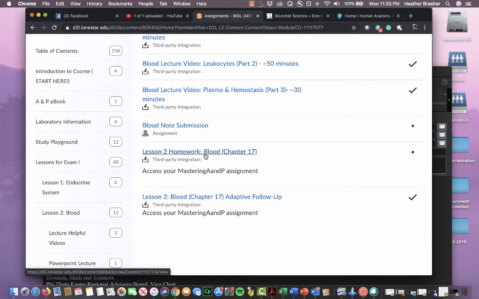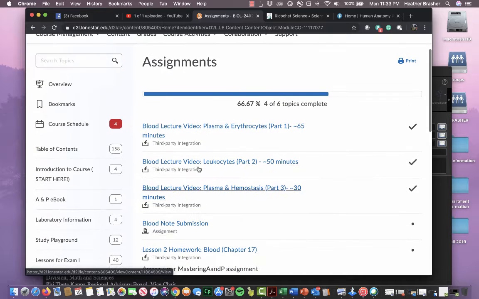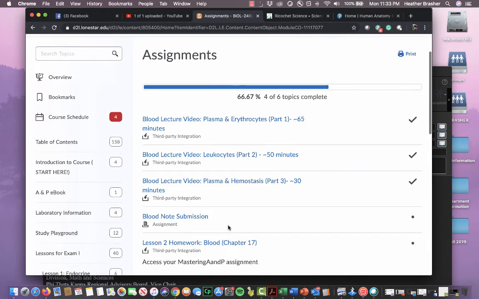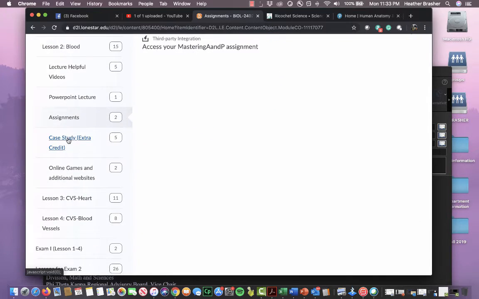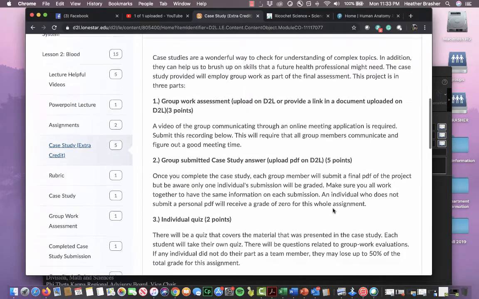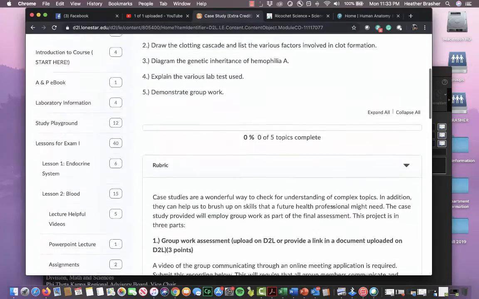And then they have homework assignments that they go through, their mastering, and they have extra credit. They're adaptive follow-ups. So if they get anything wrong in here, they're going to ask them extra questions here. So that's what a normal assignment database looks like for them. Now throughout this, I have a couple examples on here.